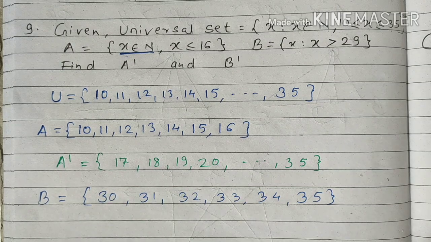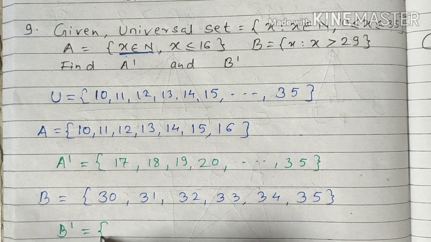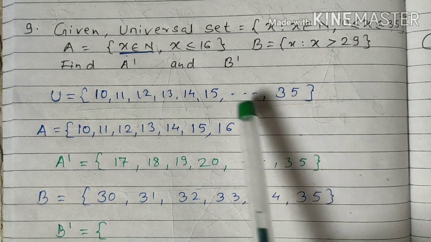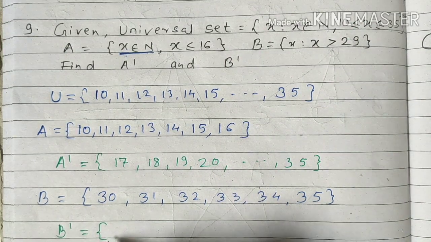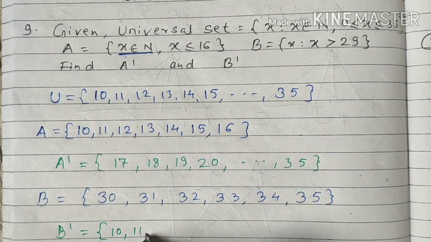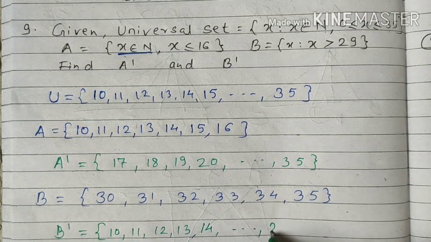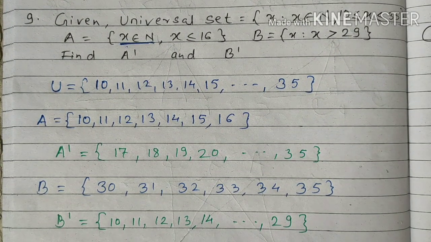Similarly, for the B set, we want to write B complement as well. So for writing the B complement set, remove the elements from 30 to 35 from the universal set and write the remaining elements in the B complement set. That means we will write starting from 10, 11, 12, 13, 14 up to 29. This is our B complement set. Understood everyone? Okay. Next.